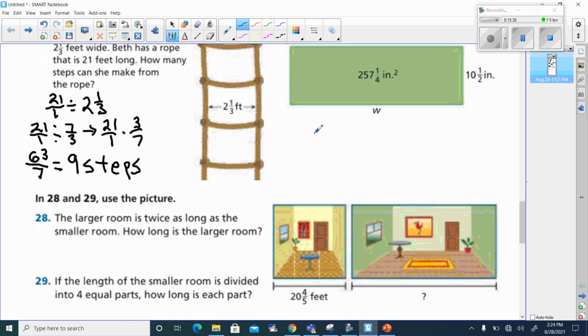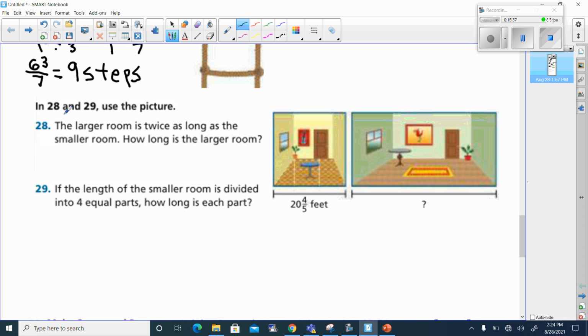All right, let's go to number 28. The larger room is twice as long as the smaller room. Okay, how long is the larger room? Well, it seems to me that we're just going to be multiplying this number by 2, right? I don't see any trick to this, because this is 2 times whatever this is, so it's 2 times 20 and 4/5.